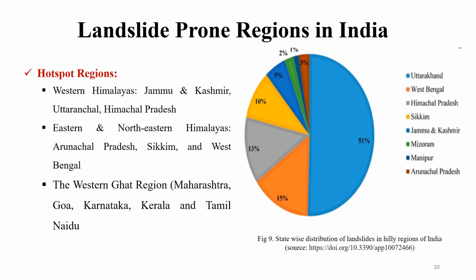Now, this is the state-wise distribution of landslides, showing the major hotspot regions in India that are highly affected by landslides. The major landslide occurrence takes place in Uttarakhand, covering a total of 51% of the total landslide area, and approximately 15% is covered by West Bengal, 13% by Himachal Pradesh, and 10% by Sikkim. And the Western Ghats are also affected by landslides, which includes Maharashtra, Goa, Karnataka, Kerala, and Tamil Nadu.